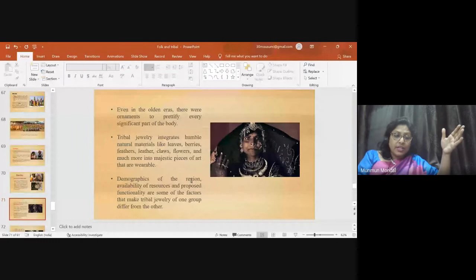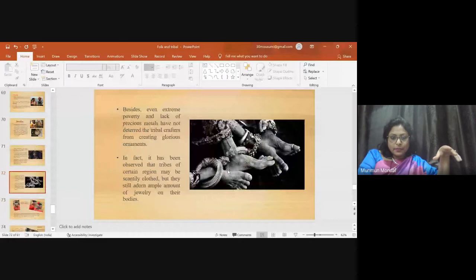Like, see, the anklets. Even extreme poverty, I have already mentioned those people who are very common people, those people who are having very strong financial crisis and lack of precious metal, have not deterred the tribal crafts from creating glorious ornaments. Still, they have jewelry in their own way. Here you can see how rich their anklets are.